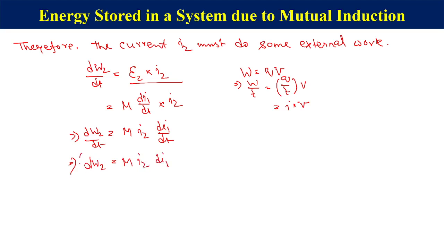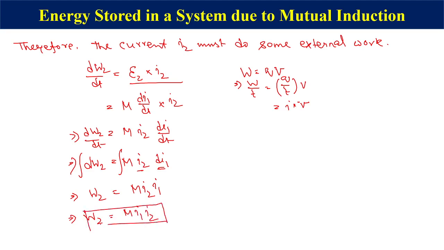Simply if you just integrate it, you get W2 equal to M I2, with I2 constant. M is anyway constant, and since you are integrating against dI1, the change of current I1 in the circuit C1, the current I2 can be considered constant in the circuit C2. That is why M I2 comes out of the integration sign, and you can write W2 equal to M I1 into I2.